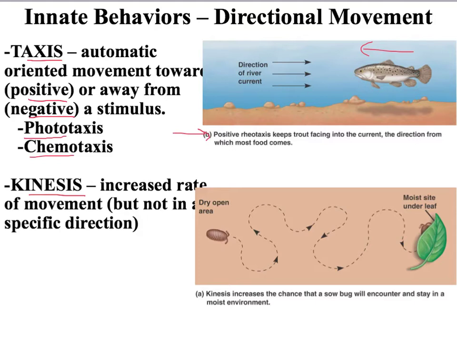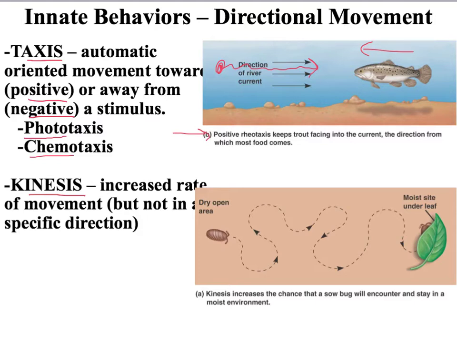So the proximate cause of this would be that the current is the stimulus, and the trout orients itself to swim into the current. The ultimate cause, or the evolutionary value of this behavior, is that any prey or food of the trout will be floating downstream, and all the trout has to do is open its mouth and catch it. So it's way easier for the trout to get food. By getting food and not expending as much energy to get it, that's going to increase the trout's survival and ultimately increase its chances at reproduction.